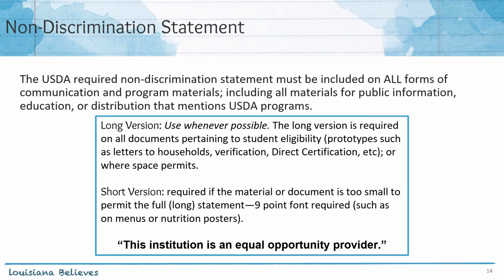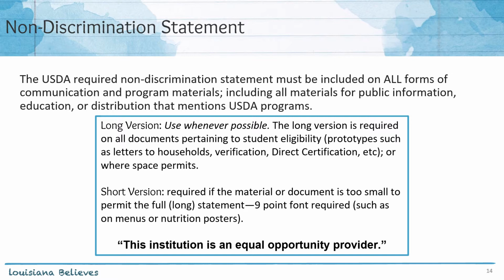The Non-Discrimination Statement. The USDA Non-Discrimination Statement must be included on all forms of communication and program materials. Program materials include all public information and education. The long version of the Non-Discrimination Statement is required on all documents pertaining to student eligibility, such as prototype letters to the households, verification, and direct certification. The long version should also be used whenever possible or where space permits.